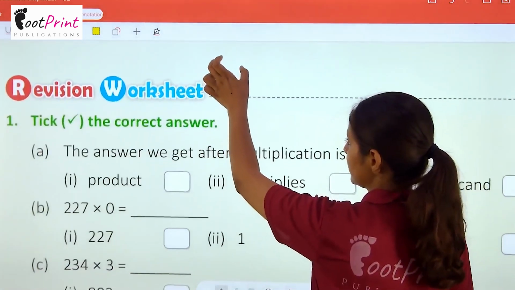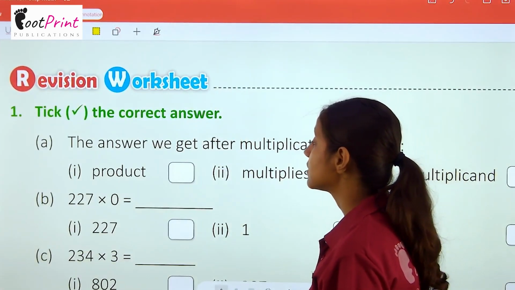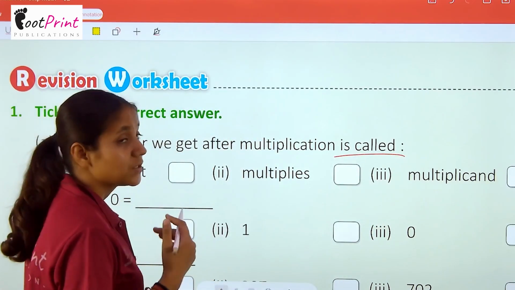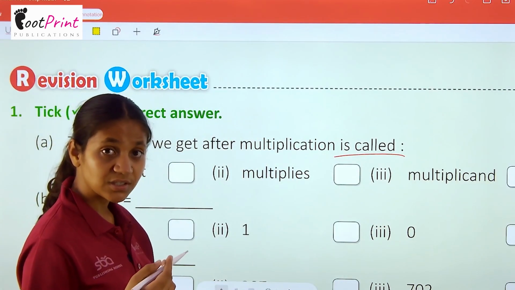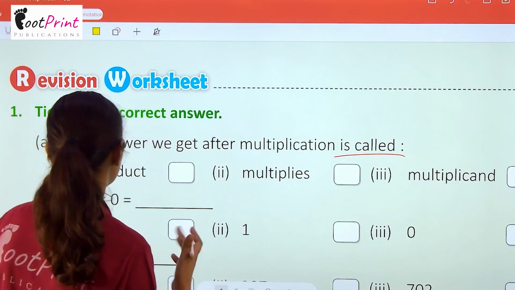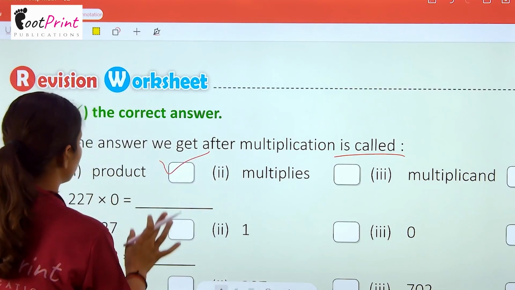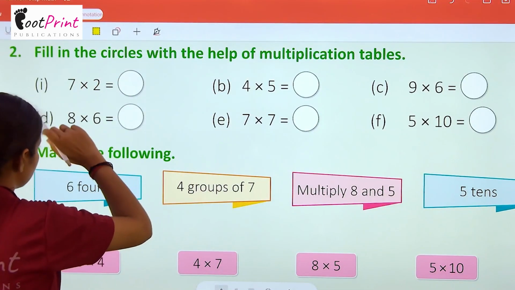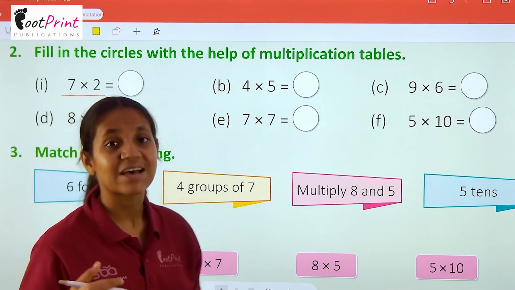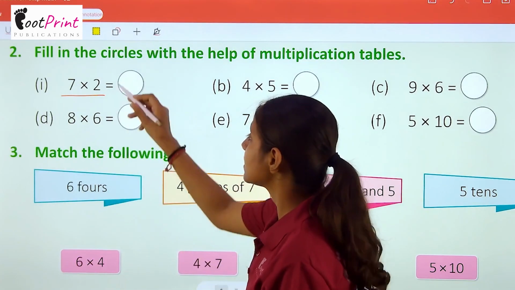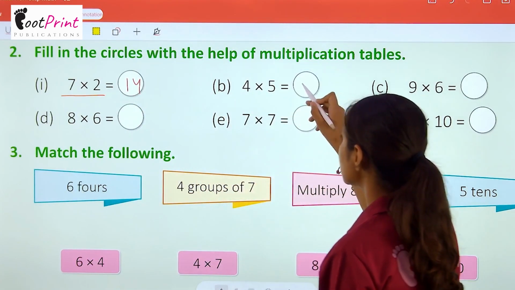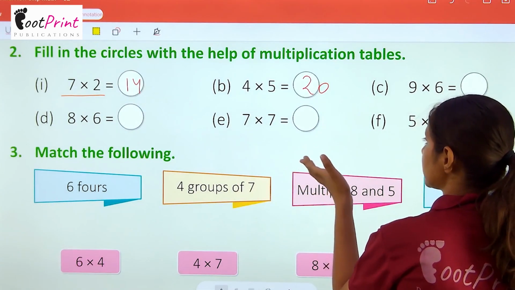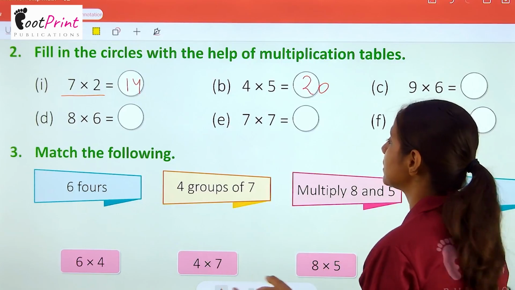We have a revision worksheet. Take the correct answer. The answer we get after multiplication is called... So we all know, the answer we get after multiplication is always known as product. So simply write here product. Now we have question number 2. Fill in the circles with the help of the multiplication table. So 7 into 2: 7 2s are 14. Very good. 5 4s are 20. So if you have learned the tables, you can answer these questions within a second after reading them.